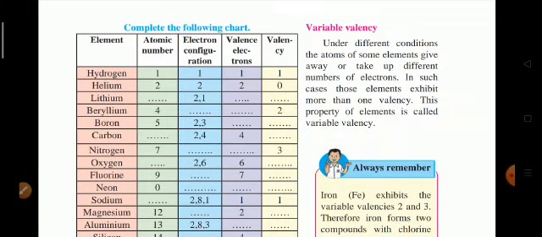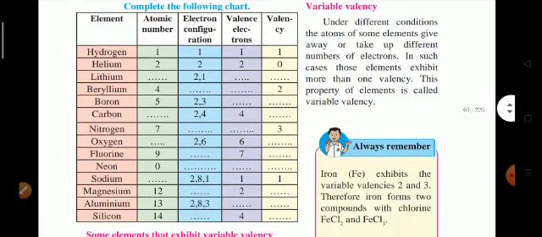Like, if you consider some examples, some elements from the start. Hydrogen has atomic number 1, electronic configuration 1, valence electrons 1 and valency 1. That is, it can combine with that one electron only. Whereas boron has atomic number 5, electronic configuration 2, 3. There are no valence electrons, and if there are no valence electrons, there won't be any valency. And silicon has atomic number 14. It has 4 valence electrons present.